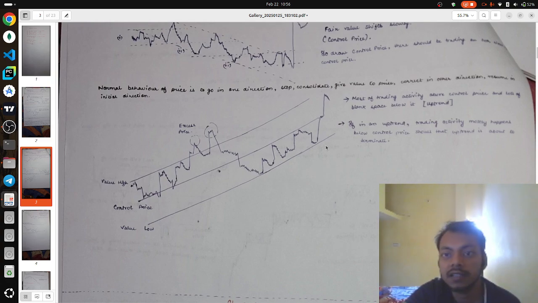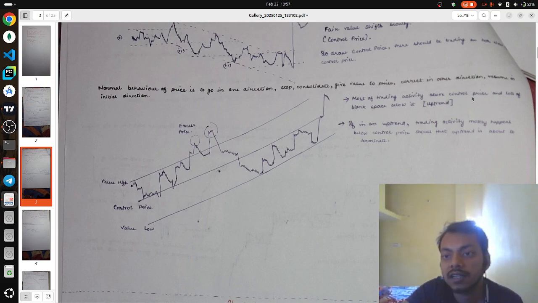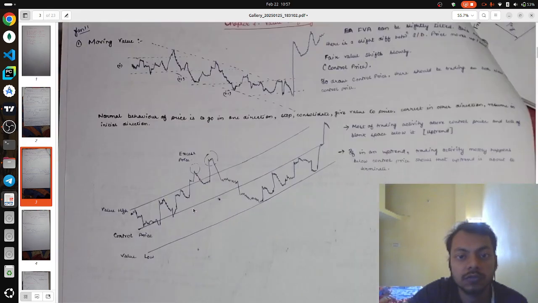Okay, here, what is the normal behavior of price? Normal behavior of the price is to go in one direction. After it has moved a certain distance in one direction, it then stops, consolidates, accumulates traders, and then after that, depending on the scenario, it will either resume in the previous trend or it may move in the other direction. That is called reverse. Okay, so here it is now in value shifting.